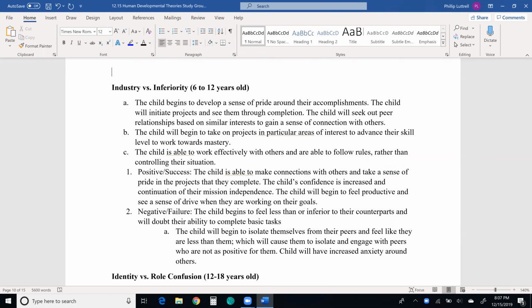So the child will then seek out peer relationships based on similar interests to gain a sense of connection with others. So it's a continuation of taking initiative, but this is getting more niched in to what could be working with and for you. So this is where you start getting into relationships based on similar interest areas. So the child will begin to take on projects in particular areas of interest to advance their skill level to work towards mastery. Again, the previous stages were just getting exposure to this.